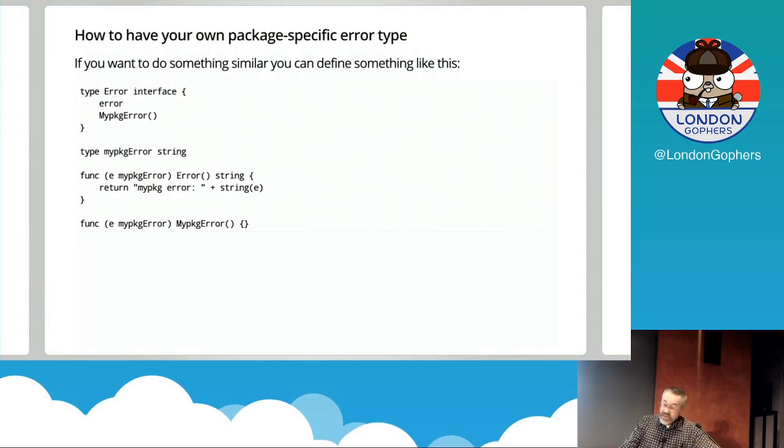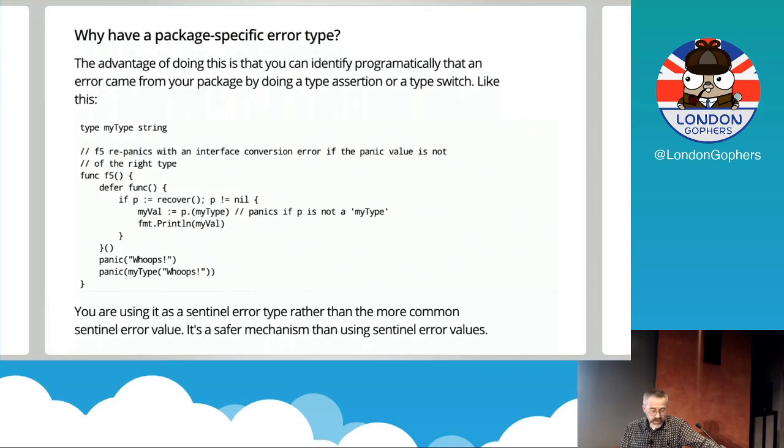If you want to have your own package-specific error type, this is kind of the boilerplate code that you'd need to have. Essentially, you just do as I've described for the runtime one. And so now, more interestingly, why should you have a package-specific error type? Main advantage is so that you can identify programmatically that an error came from your package.